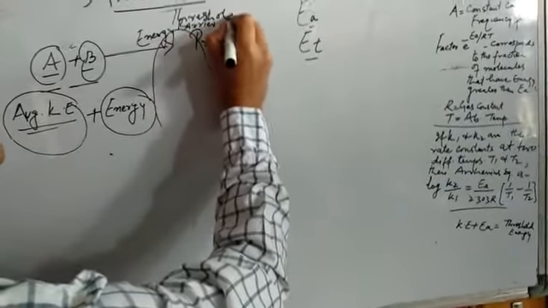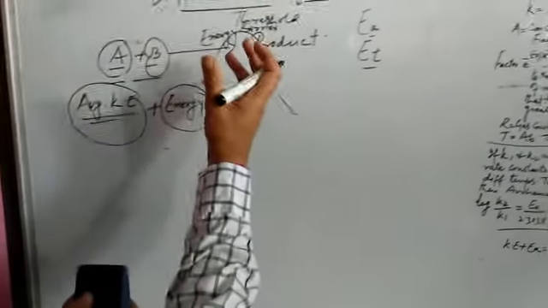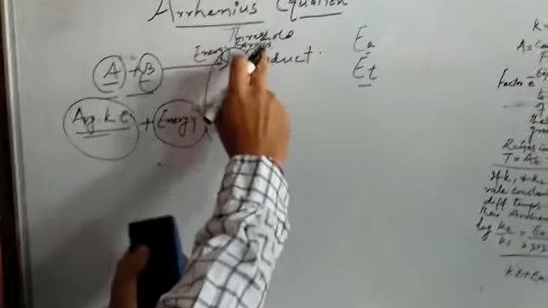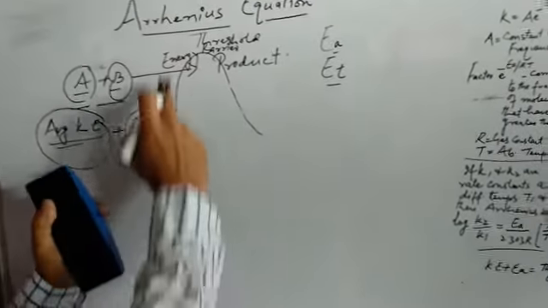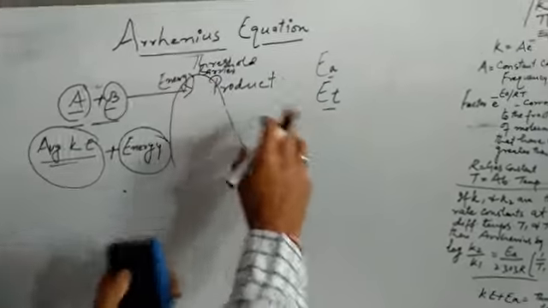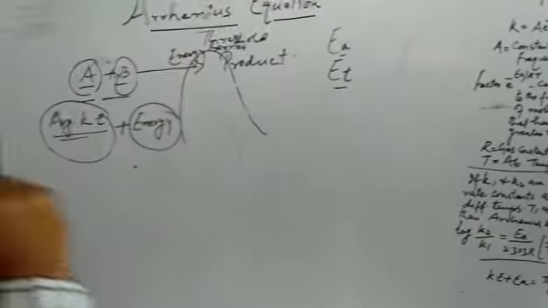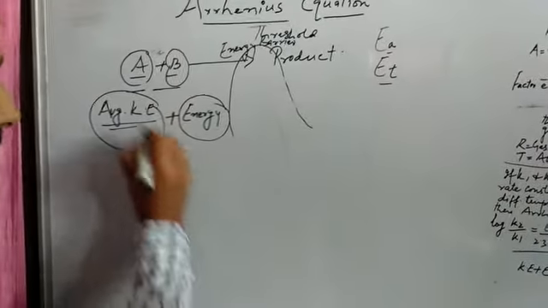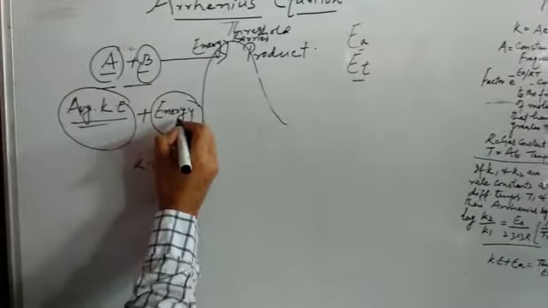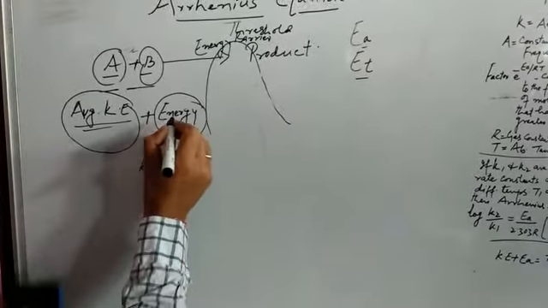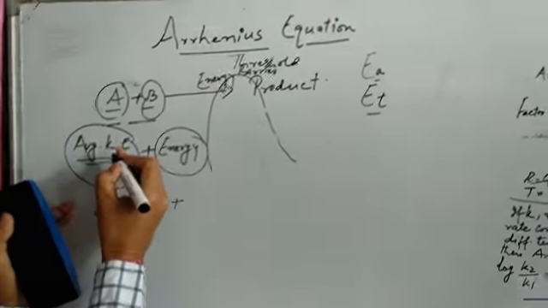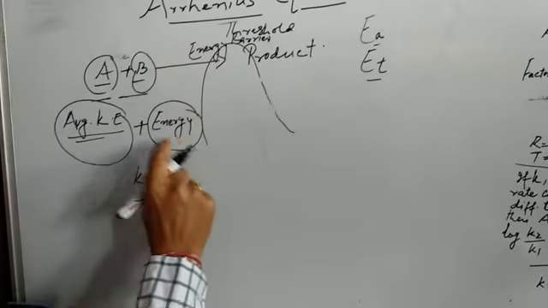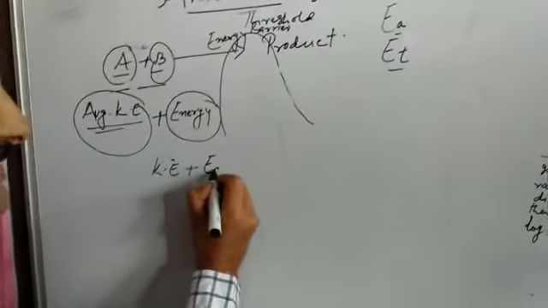This threshold energy is the minimum amount of energy that the reaction should cross. This barrier should be crossed so that a product is formed. In other words, the kinetic energy of these reacting molecules plus the energy which is added to it, so that it becomes equal to threshold energy, is known as activation energy.